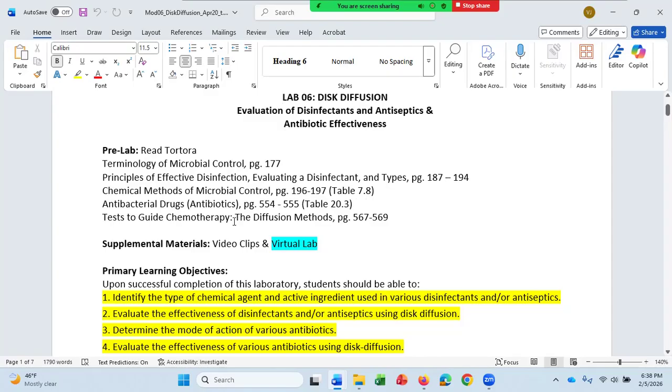Read about antibacterial drugs, antibiotics, page 554 to 555. Read about the test to guide chemotherapy, the diffusion method, page 567 to page 569. There will be a virtual lab today, as well as video clips.